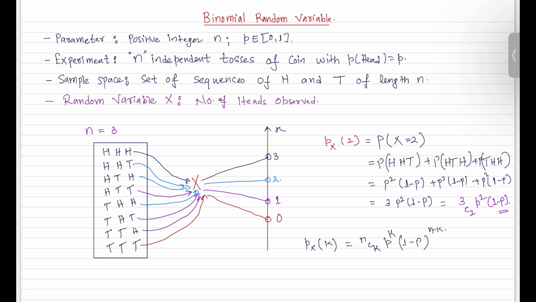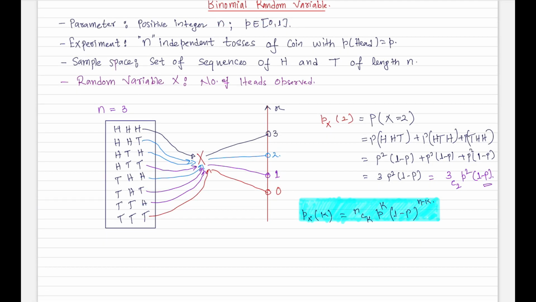So in general, a binomial random variable can be used to model any kind of situation in which we have a fixed number of independent and identical trials, and each trial can result in success or failure, and we have a probability of success equal to p. The number of successes obtained in these trials is random and it is modeled by a binomial random variable.